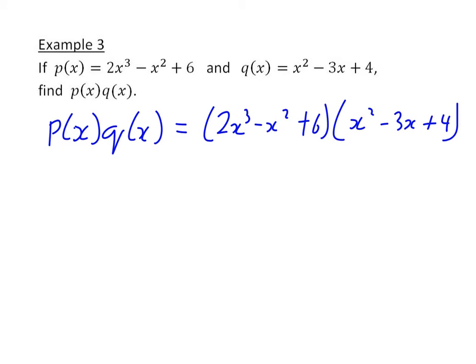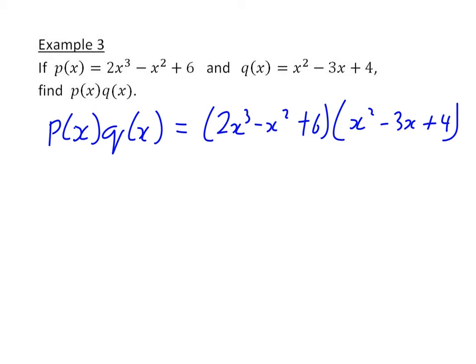We've done very similar things in algebra before, but most of the time we've only had 2 terms in each bracket. Now we've got 3 terms in each bracket. So what we're going to do is the 2x cubed is multiplied by every term in the other bracket. And then the negative x squared is multiplied by every term in the other bracket. And then last of all, the 6 is multiplied by every term in the other bracket.